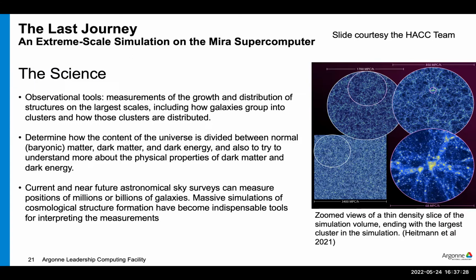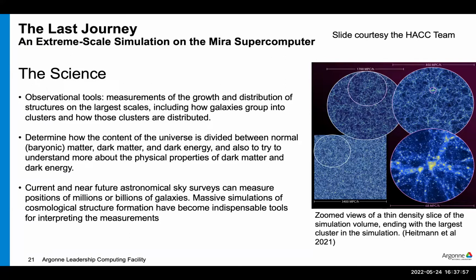In terms of overall science goals, what we really want to do is go out with telescopes and surveys and measure the growth and distribution of structures on the largest scale. So we want to measure where galaxies are, how they group together into galaxy clusters, and then how those galaxy clusters are distributed in the universe. This allows us to figure out what's in the universe, the amount of matter, the amount of dark energy, the amount of dark matter.